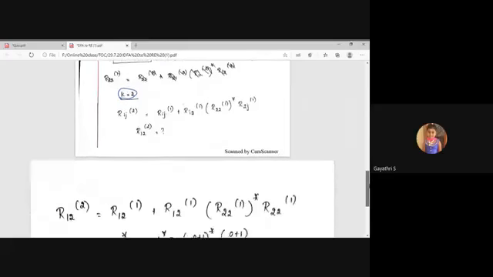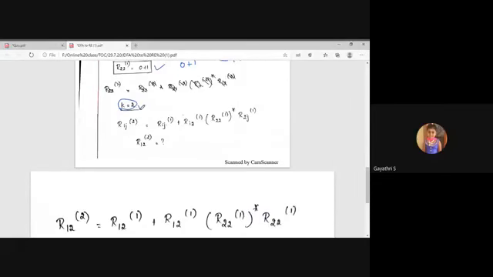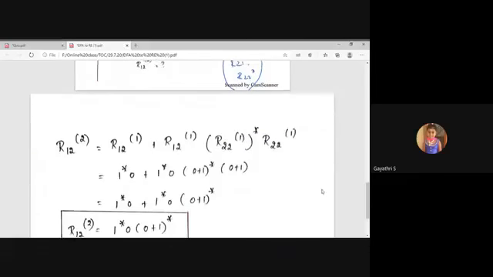This is the last case, right? Actually, we have to calculate R11 of power 2, then R12 of power 2, then R21 of power 2, and R22 of power 2. These 4 cases are possible, right? But in the last stage, I'm calculating here only R12 of 2.